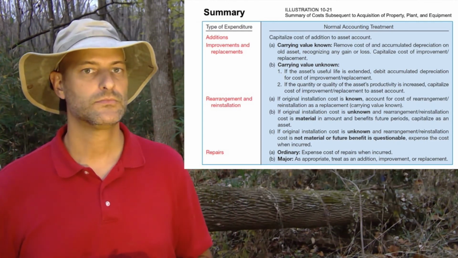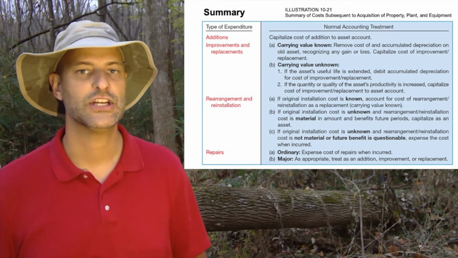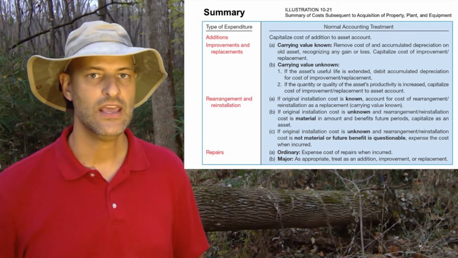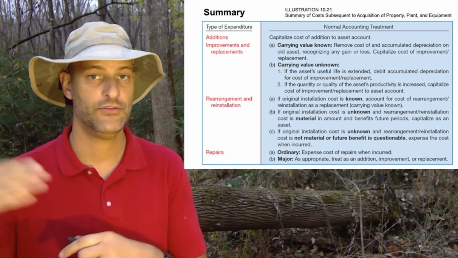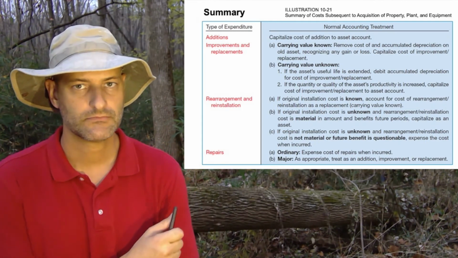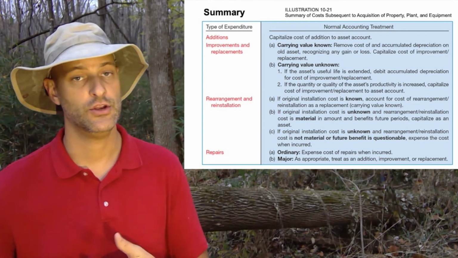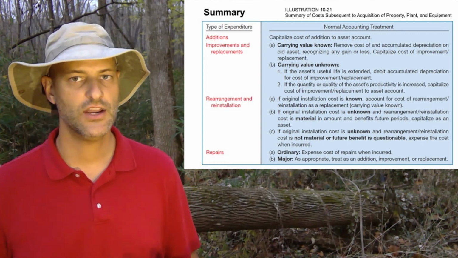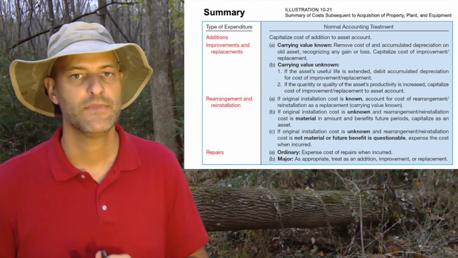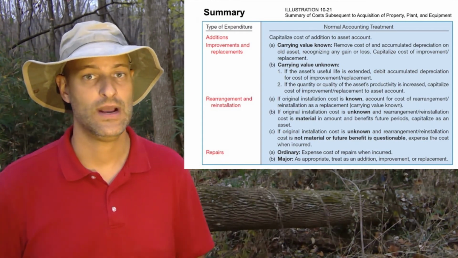Now, if we're doing a rearrangement or a reinstallation, again, it comes down to, well, do we know what the original cost was? If we know what the original cost of the rearrangement was, then that has to get taken off the books and we have to put the new cost on. Now, if it's unknown, then we capitalize the cost of the rearrangement or reinstallation as a new asset.